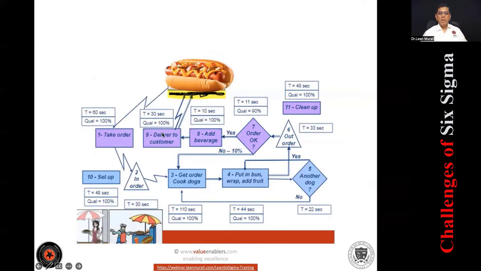Now, if you see this, what is the first process? Type in the chat box. What do you see first?